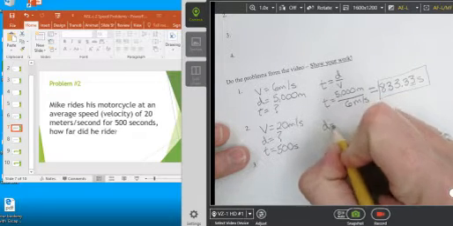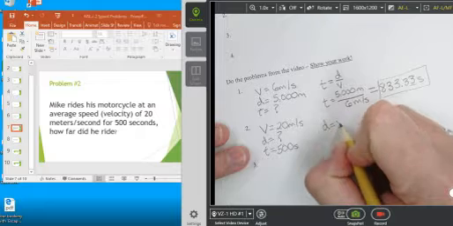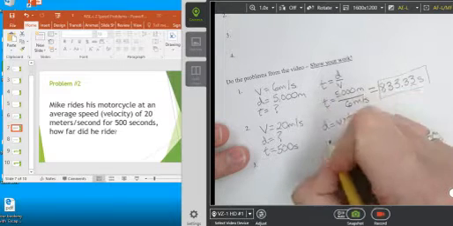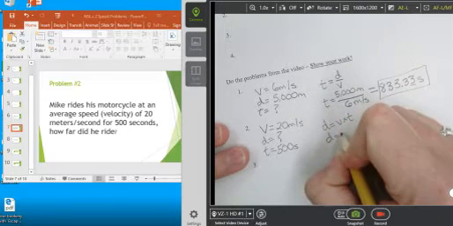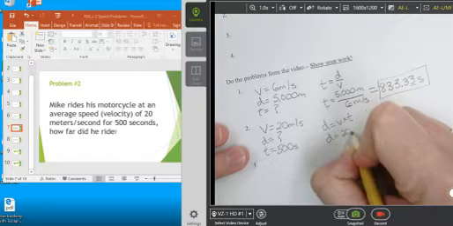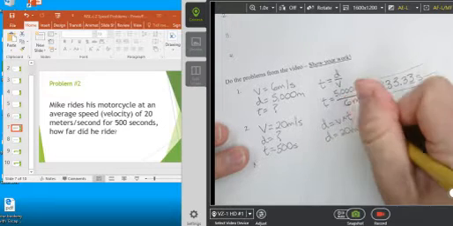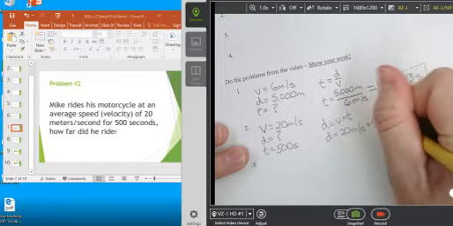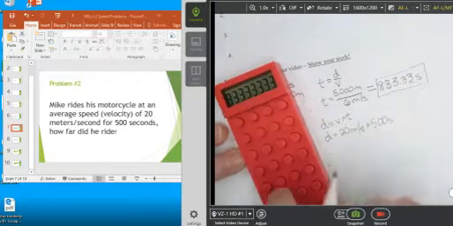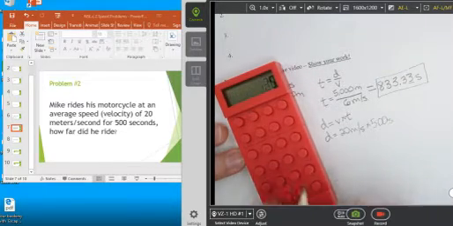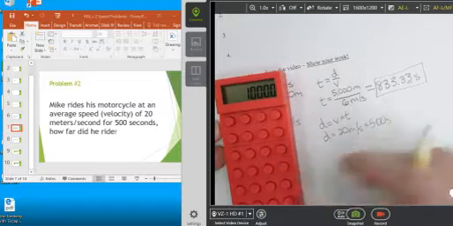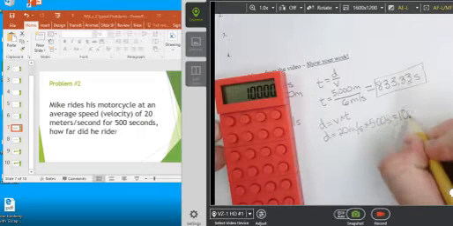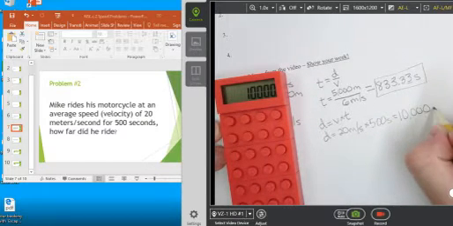So you're going to write distance equals speed times time. Plug in our numbers: 20 meters per second times 500 seconds. 20 times 500 equals 10,000 meters, and put a box around the answer.